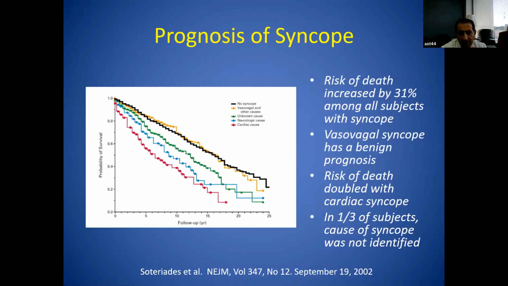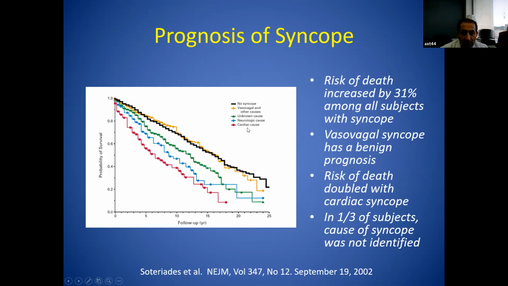Also from the same study, I find this slide to be very important. I think that if you deem that the syncope was purely vasovagal, that's the yellow line, well, that's a good prognostic indicator, because essentially it tracks patients who had no syncope, which is the black line. So basically, if it's vasovagal syncope, the prognosis is really good. You're not gonna die suddenly, you're gonna live just as long as people who had no syncope.